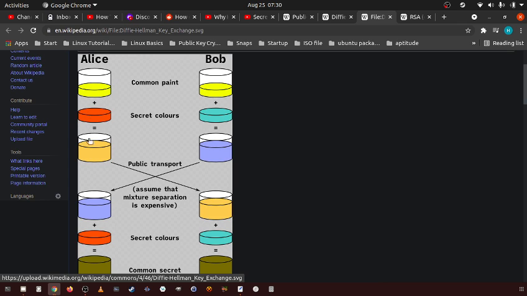Alice adds her color, which results in orange. Bob adds his color, which results in going from turquoise to light blue, and they exchange it, right? So now if an adversary is watching, he sees this and he sees this, but he's not seeing the two colors, right? We exchange these two colors, but he doesn't see the red and he doesn't see the blue because these are the secret colors, right?